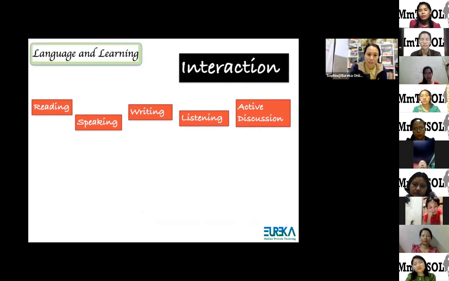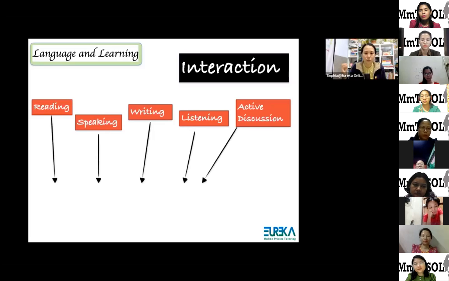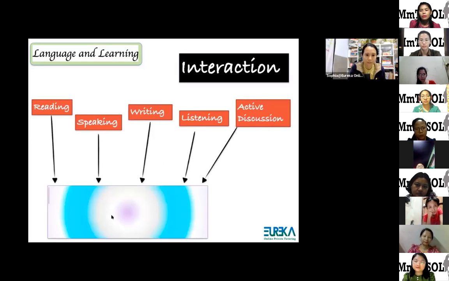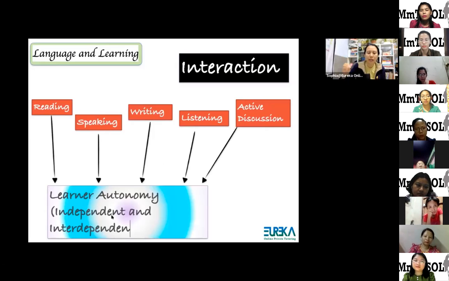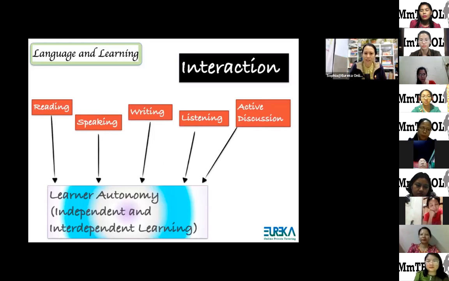We can practice it in reading, speaking, writing, and listening, and we can even have an active discussion where we practice both listening and speaking skills in English, while at the same time helping them with their thinking process, right? That way they will start owning their own learning. They are like, okay, yes, this is so fun, I can do it. And it will boost their confidence. They will become more independent.